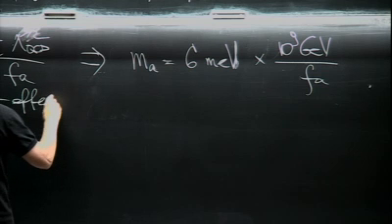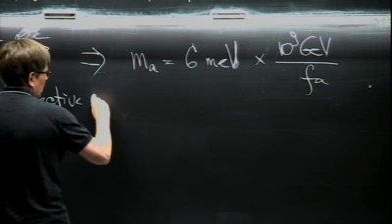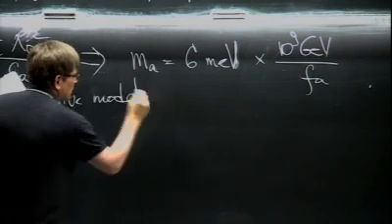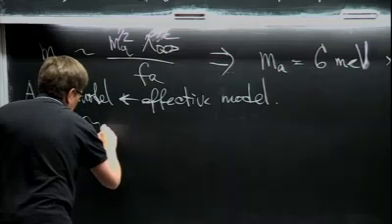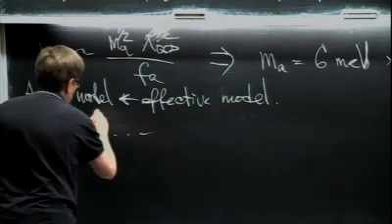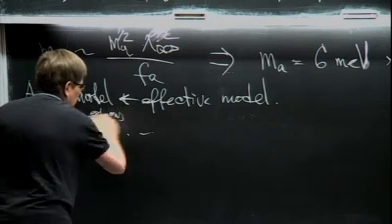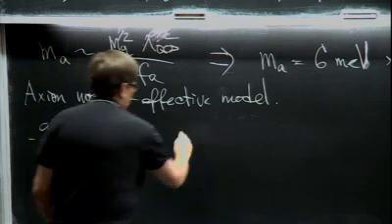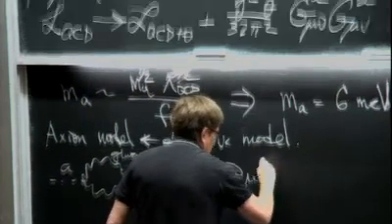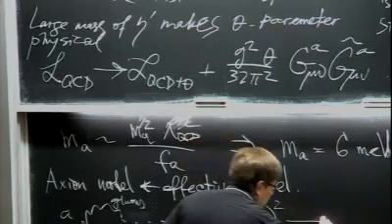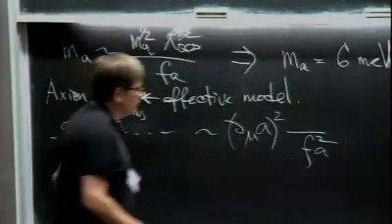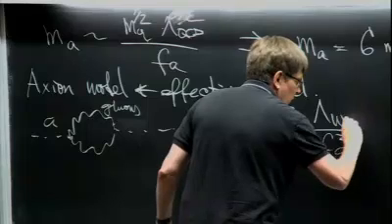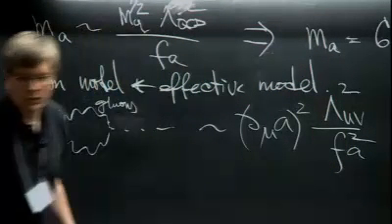It's an effective model in the following sense. If we take the axion field and draw a loop of gluons like that, we're going to end up with a kinetic term correction to the mass of the axion field, with some necessarily UV cutoff squared.